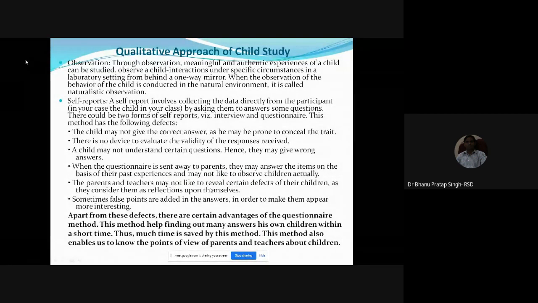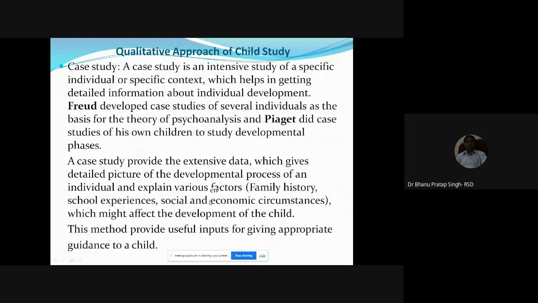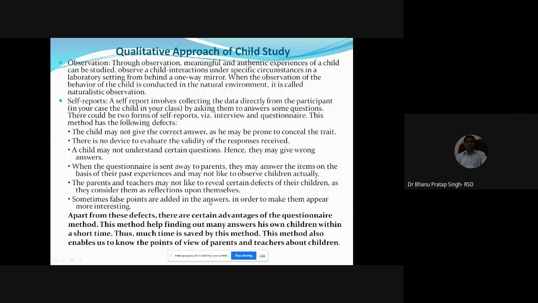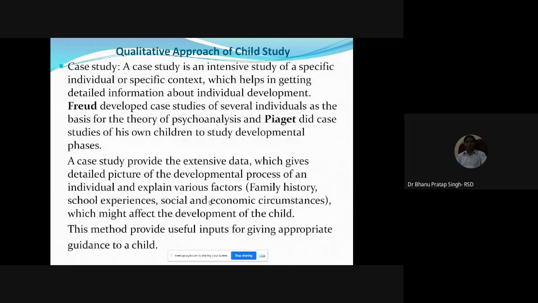Next is case study. Still we are discussing the qualitative approach of child study. The next is case study.